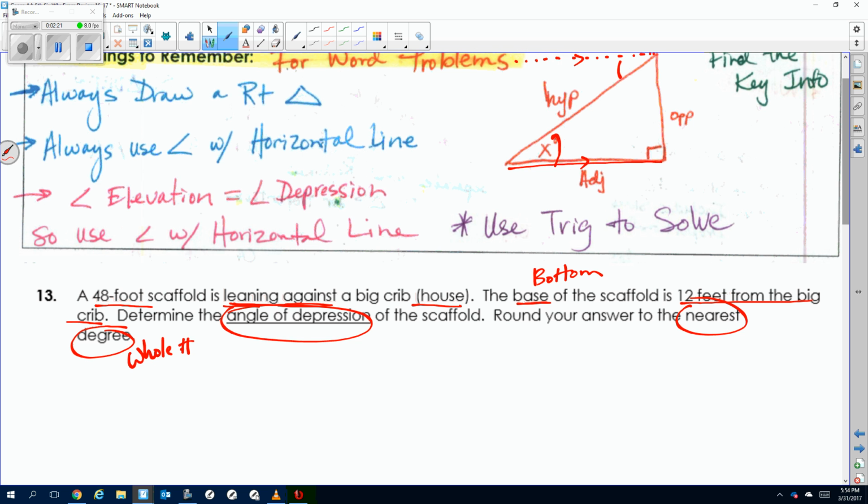Once you try, just pause the video and draw your pictures for all 13 through 16, and then fast forward and see if you set it up and picked the right trig function.